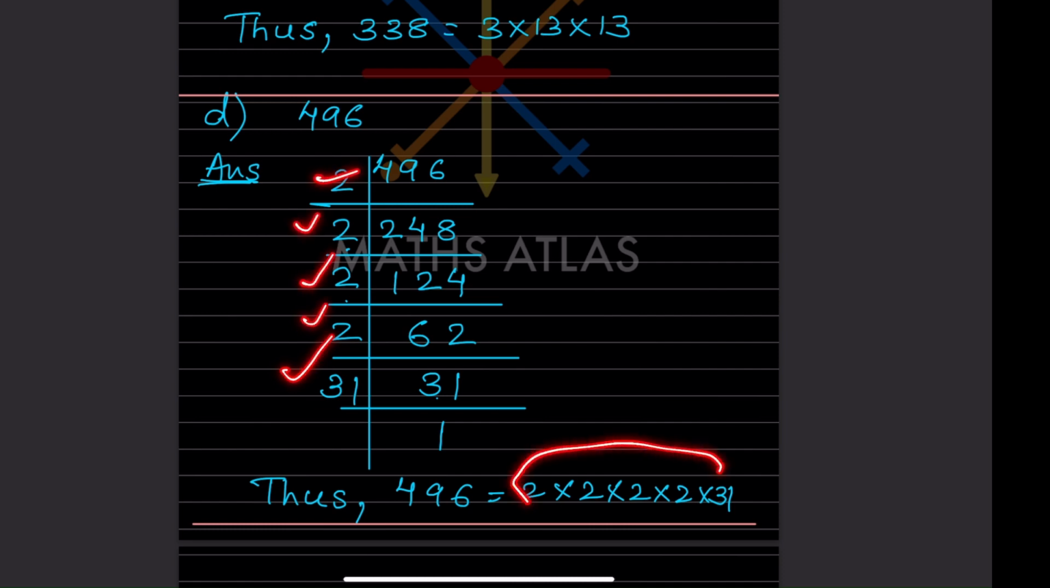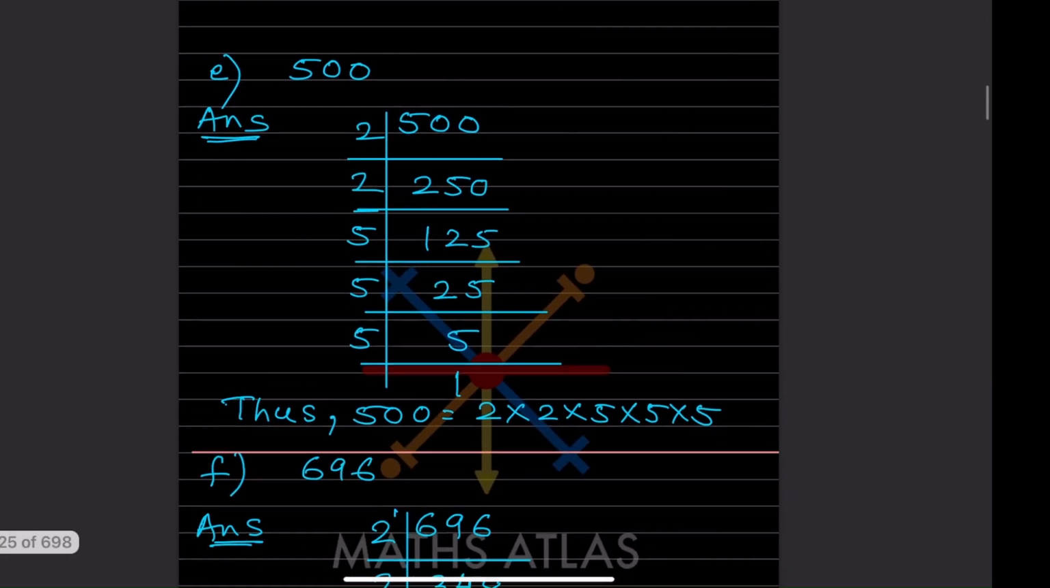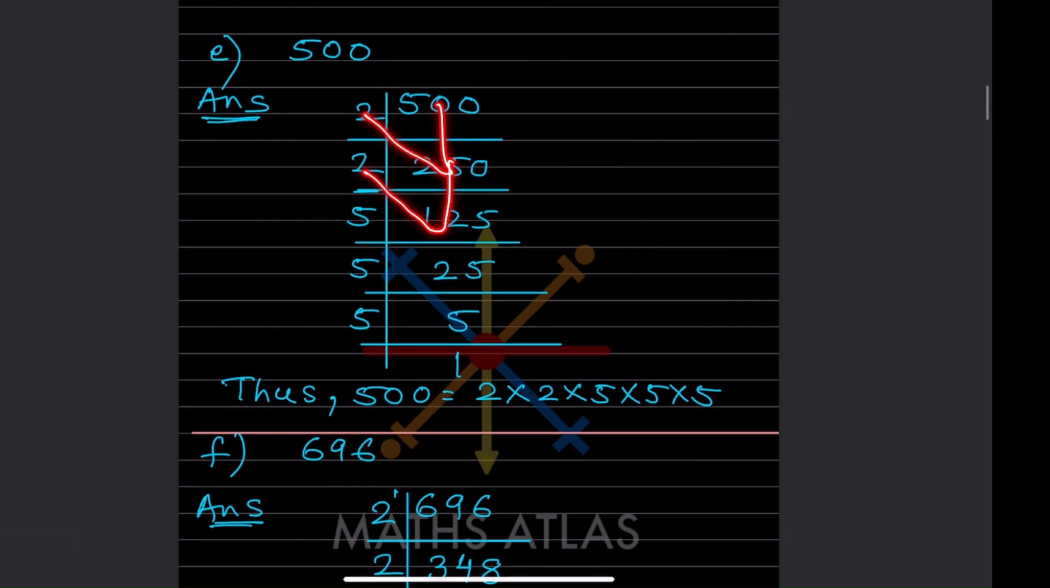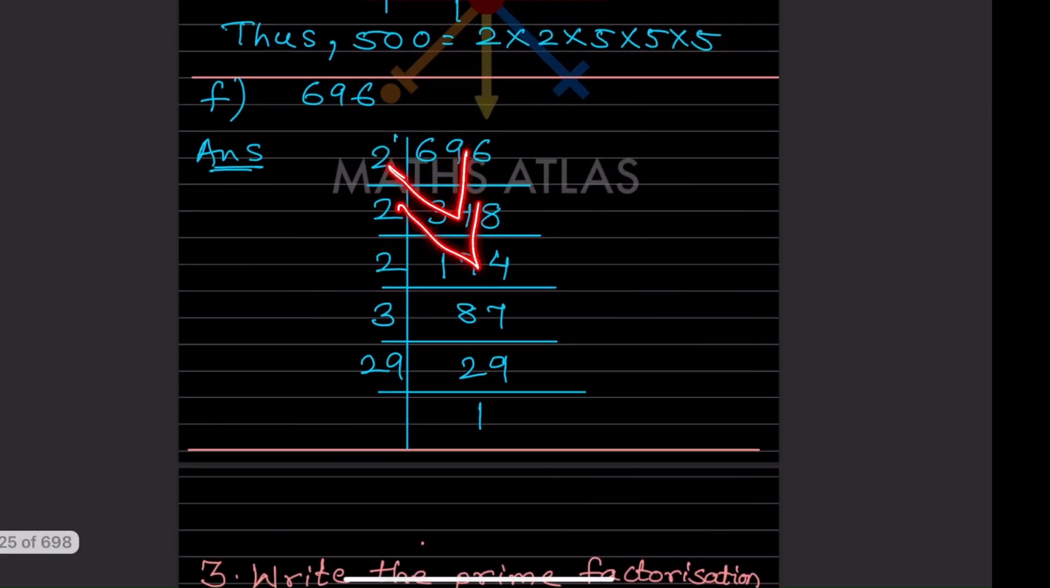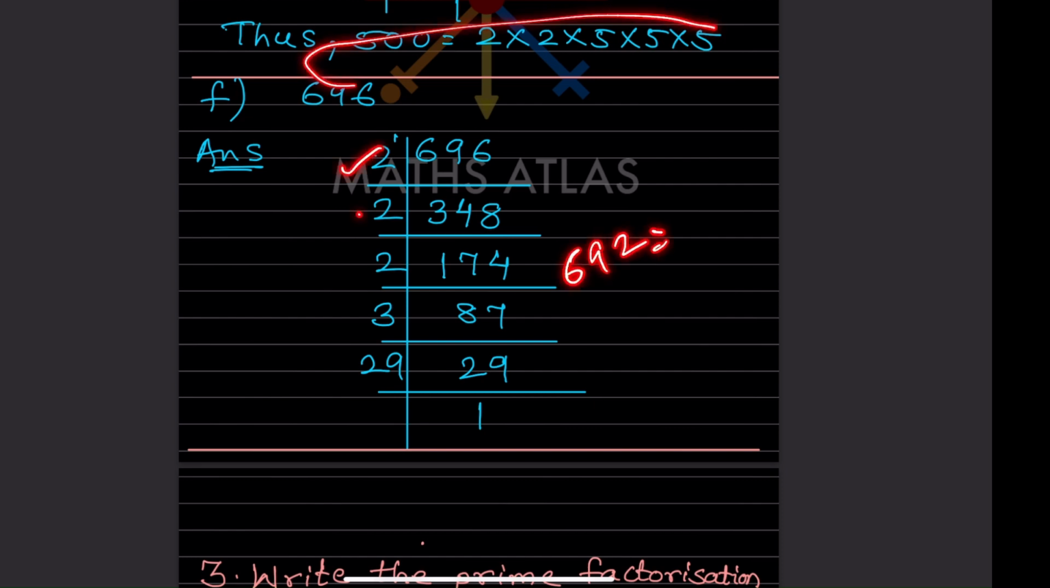So what is here? Again for 500, same. So these are all the factors of it. 696. And we cannot do anything over here. So these are the factors. I haven't written the factors here, but you can also write in the same way that 696 is equal to 2 into 2 into 2 into 3 into 29. That you can write over here.